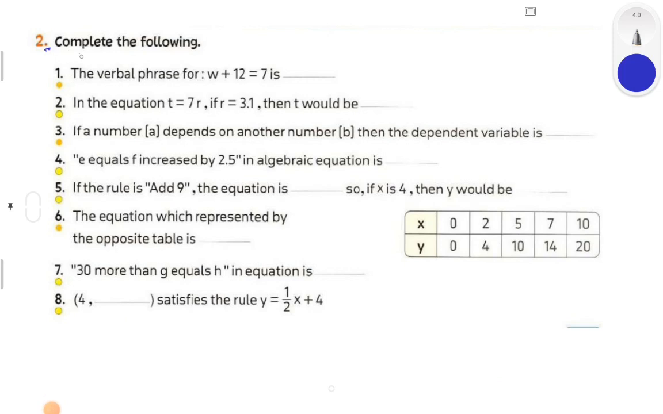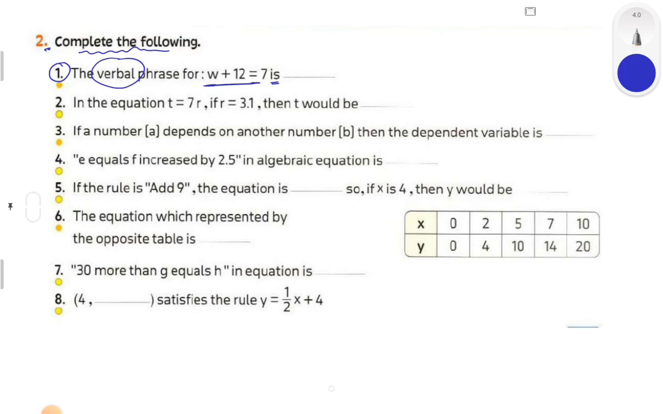Question number 2. Complete the following. Point 1. The verbal phrase for w plus 12 equals 7 is. We know that this is the algebraic phrase. You need the verbal. What is the meaning of verbal? It's words.